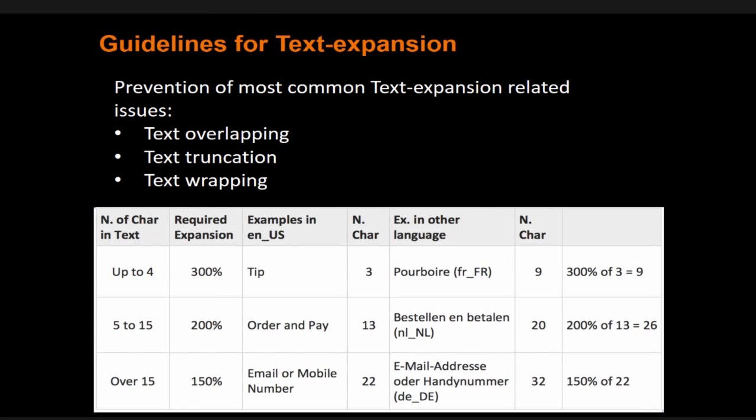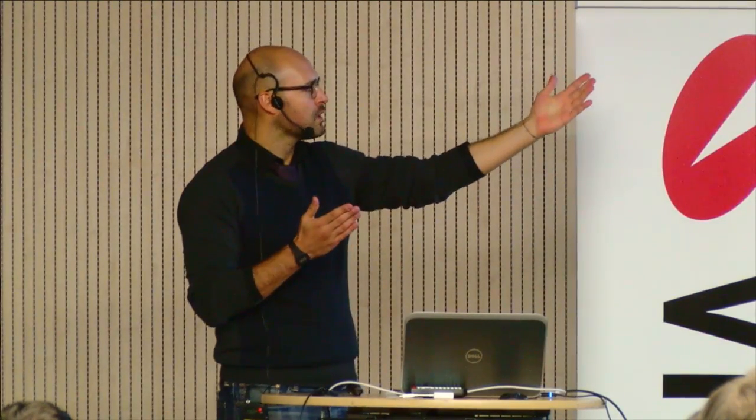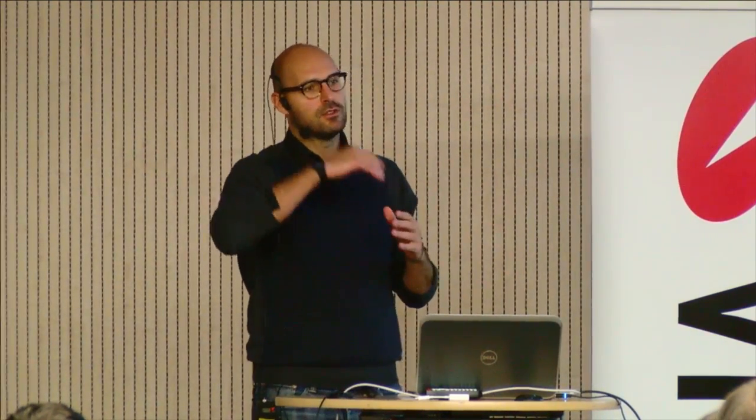Basically, text expansion can give us a lot of bugs related to truncations, overlapping, and wrapping. What's truncation? Here is a clear example. This is a table that we did. You have the word tip, which is 3 characters in English, in French it is 9, pourboire. So if you put tip in a place on your user interface which does not allow displaying the word pourboire, you will display just pour, or you will display pourboire on top of something else.